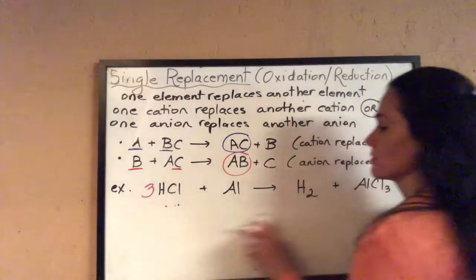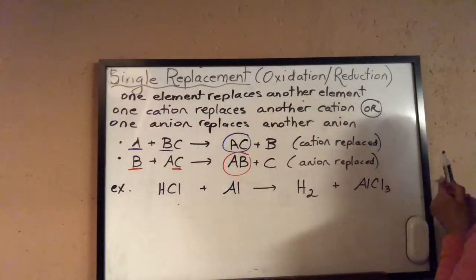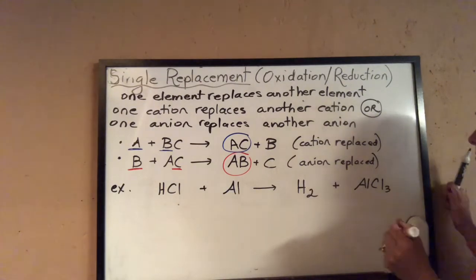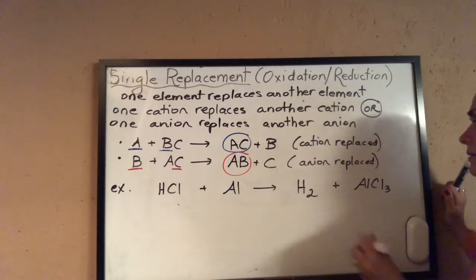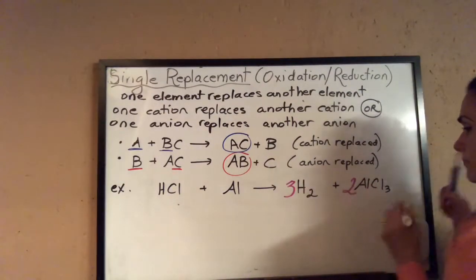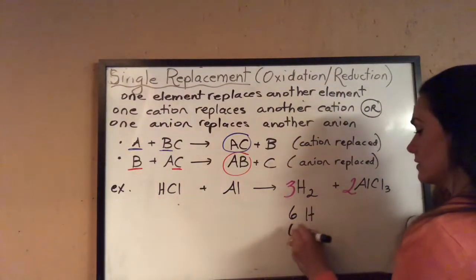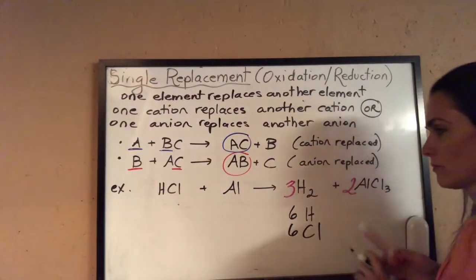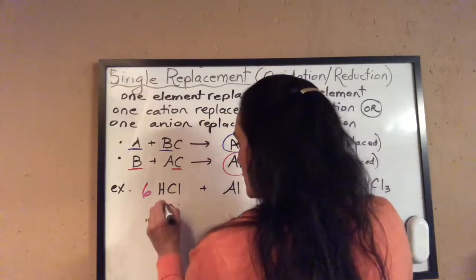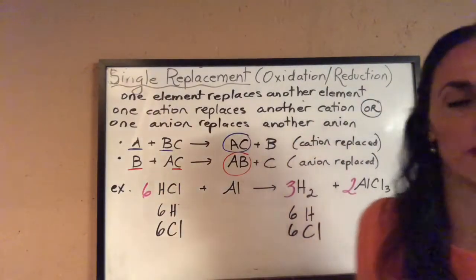Let's erase all this. We know 2 didn't work. We know 3 didn't work. But if we put the 3 here and the 2 there, we have 6 hydrogens and 6 chlorines. We'll put 6 there. 6 hydrogens, 6 chlorines.